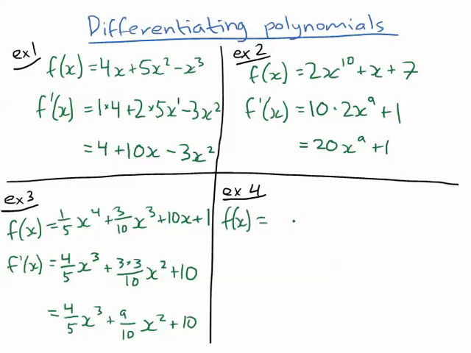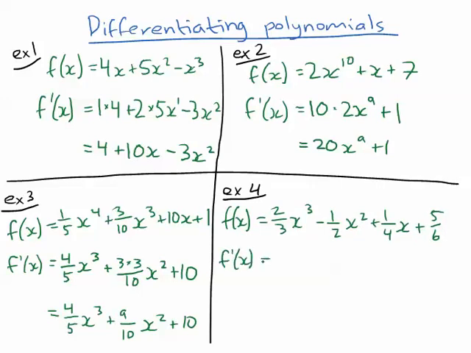Right, the final one, we're going to do some more fractions. But there's going to be some more simplifying to do here. So we've got 2/3 x cubed minus a half x squared plus a quarter x plus 5 over 6. Alright, so we're going to differentiate this whole thing.